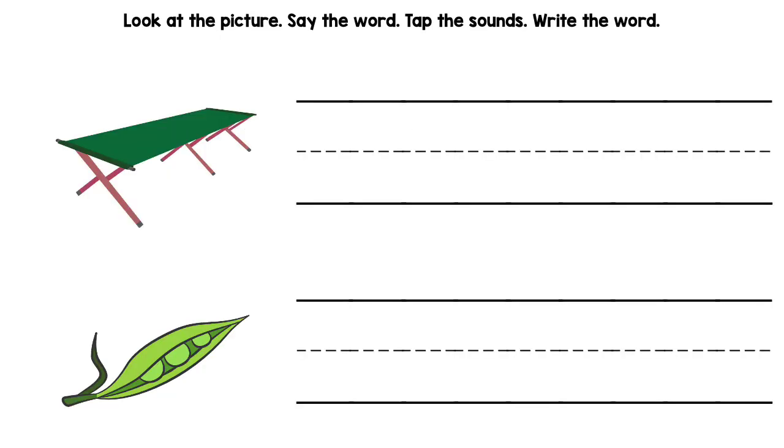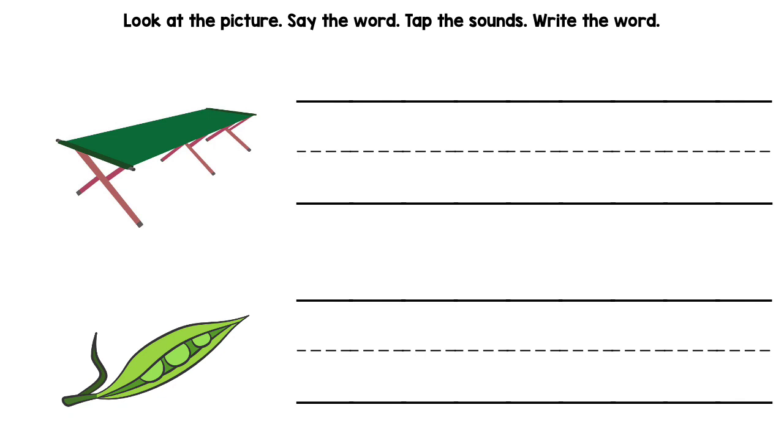Look at the picture, say the word, tap the sounds, and write the word. The word is caught, say caught. Tap the sounds in caught. Write the sounds on your paper. A cot is something you can sleep on when you go camping.